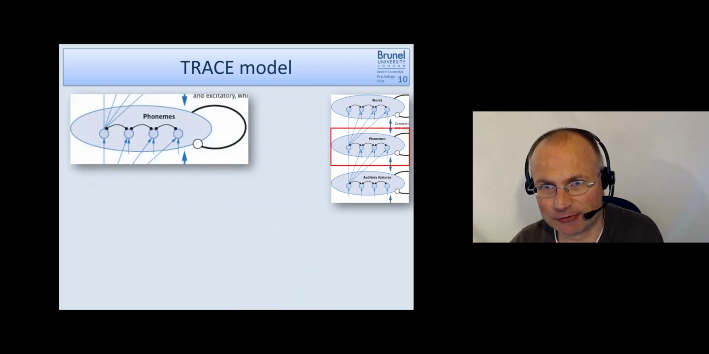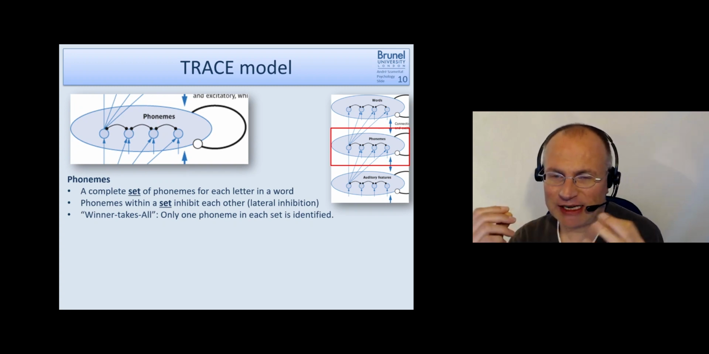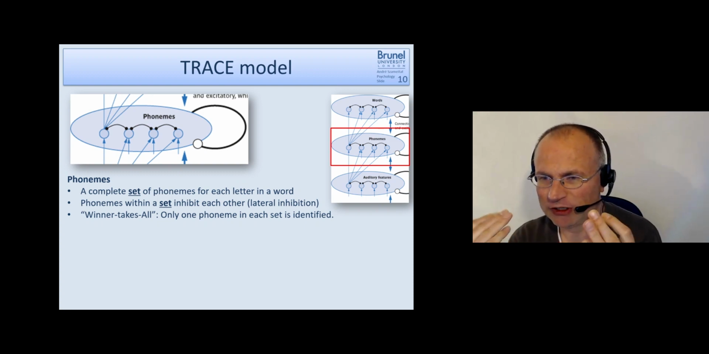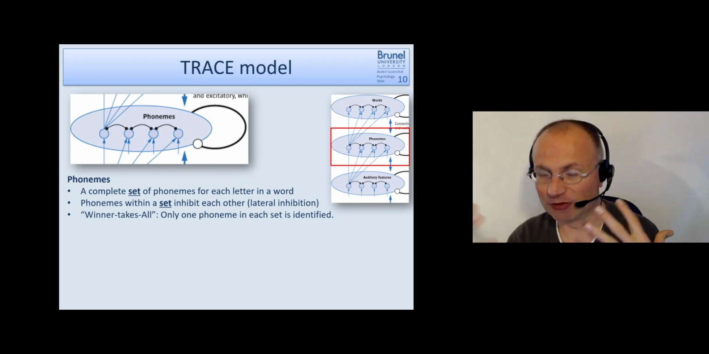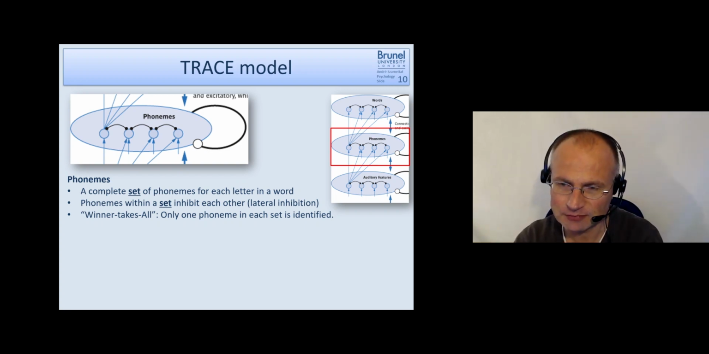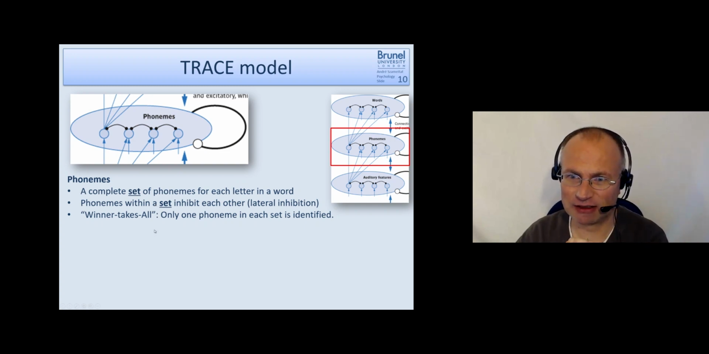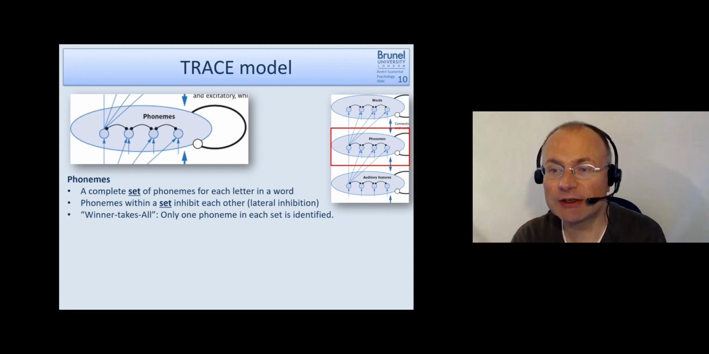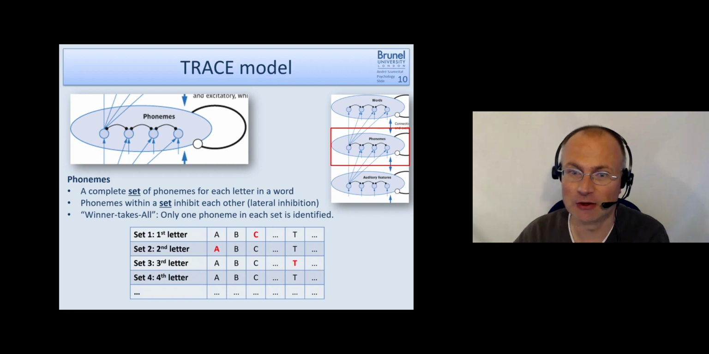Then we have the layer of phonemes, and what they suggest is that we have a complete set of phonemes for each letter in a word. So if a word has 6 letters, then we have 6 complete sets of phonemes. In terms of letters, you would say A to Z. And as I said before, the phonemes within a set inhibit each other. And there's this winner-takes-all principle, so that only one phoneme in each set is identified. This may look like this.